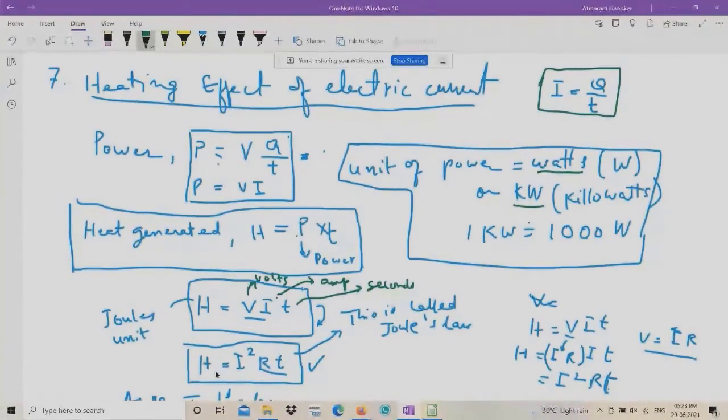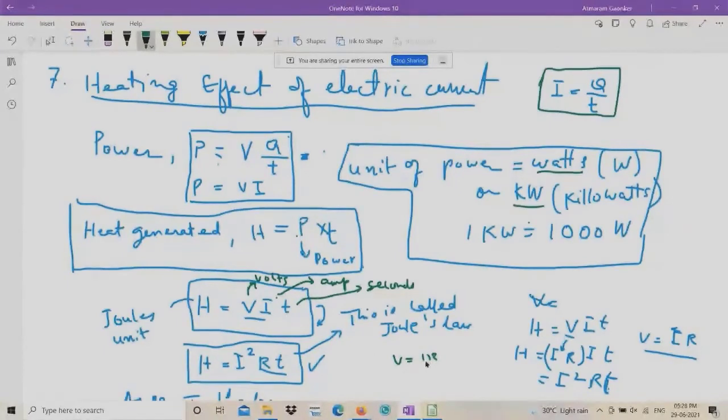Another formula is here. In place of V, I put IR. So V is equal to IR. So IR into I into T.